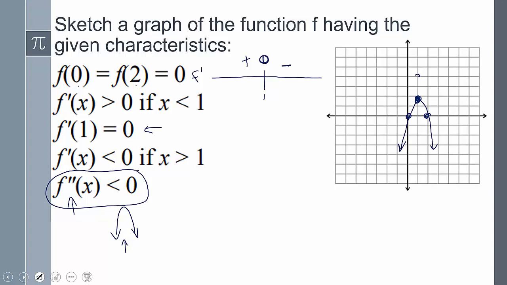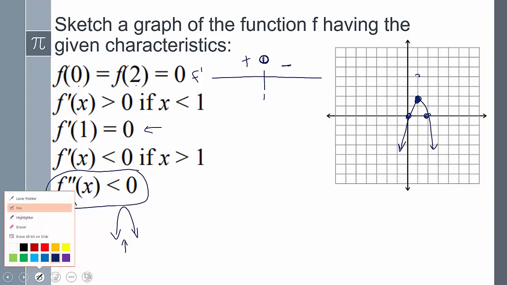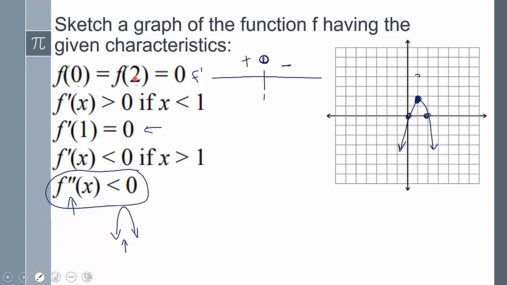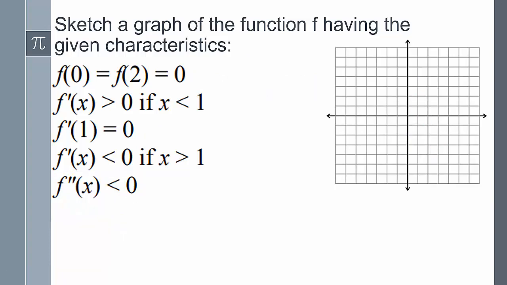But let's run through this again. The function crosses at 0 and 2. My slope is positive when x is less than 1, so it's increasing when it's less than 1. At 1, my slope is 0. Greater than 1, it's decreasing. And it's concave down. There you go, I sketched what it could represent.